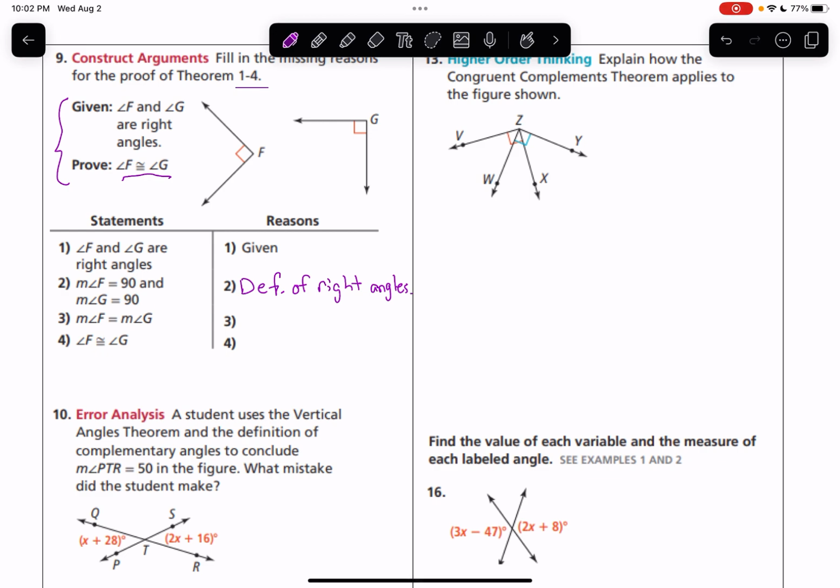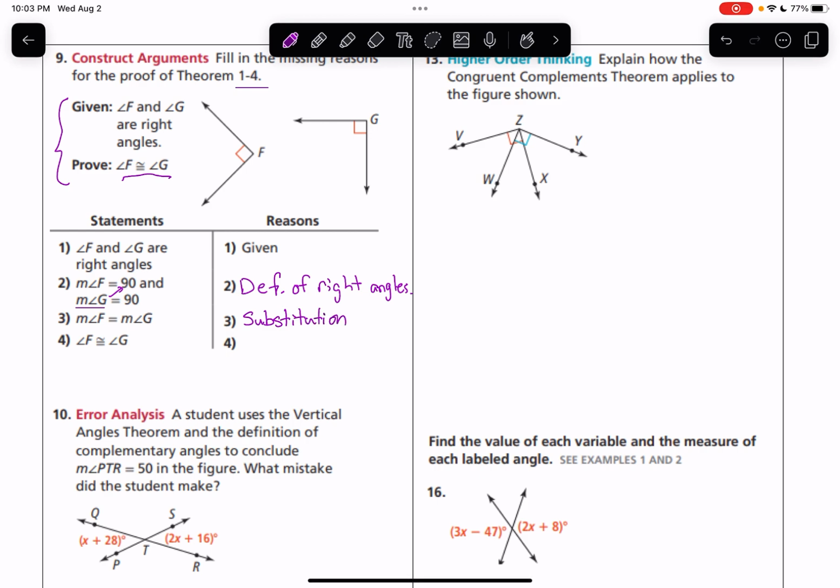Okay. Number 3, the measure of angle F is equal to the measure of angle G. Well, if I know that they're both equal to 90, I can just take the measure of angle G from here and move it up to there and substitute it in. So I'm using substitution.